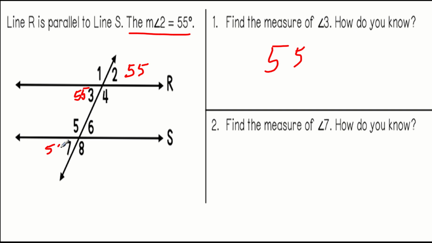So you can look at this two ways. Once we have number 3, 3 and 7 are corresponding angles, which means they're the same. Or you can look, 2, 3, 6, and 7 are all the smaller angles, which means they all have to be the same. So we didn't have to find angle 6, but angle 6 would be 55. Everybody follow?